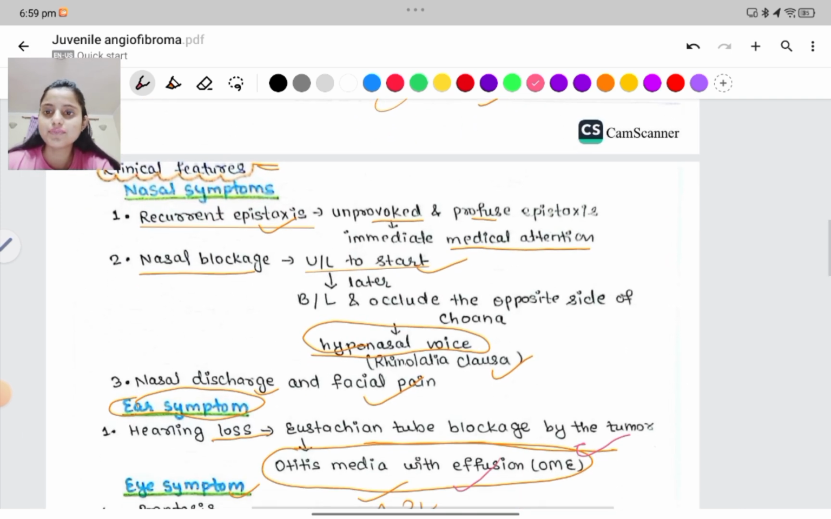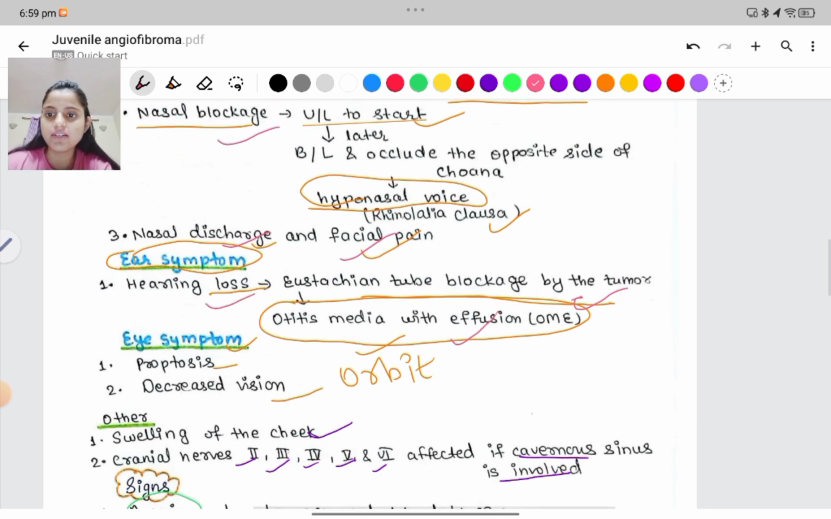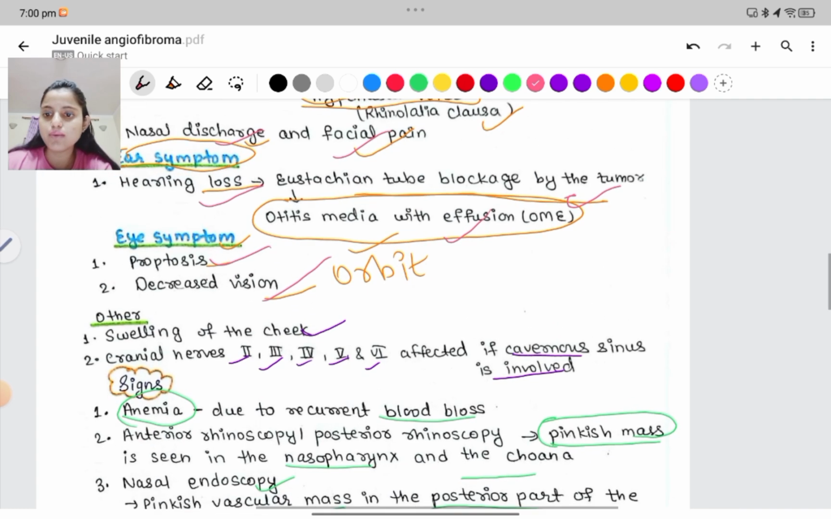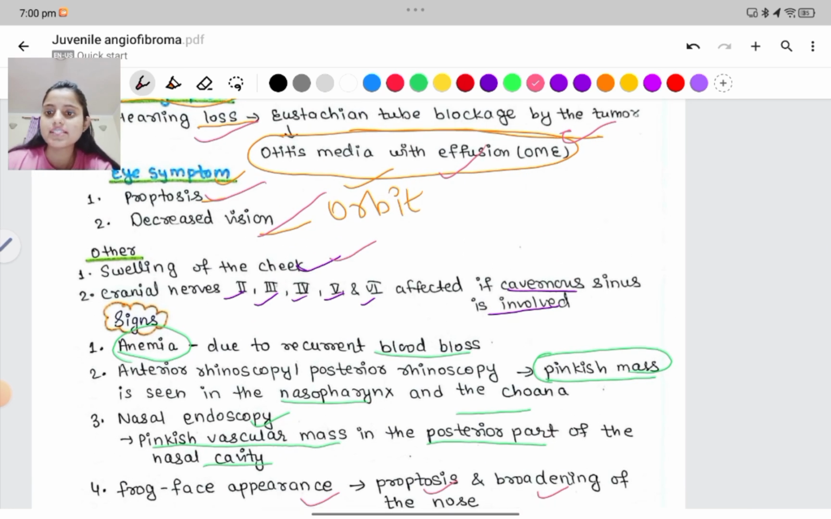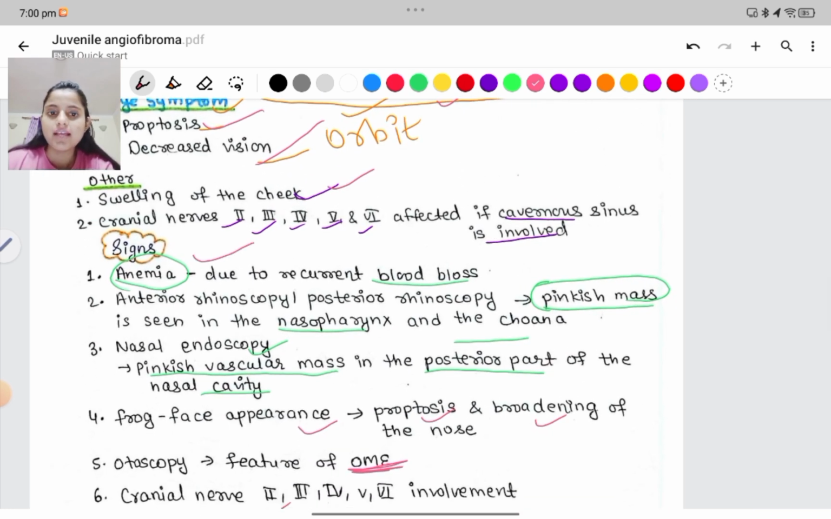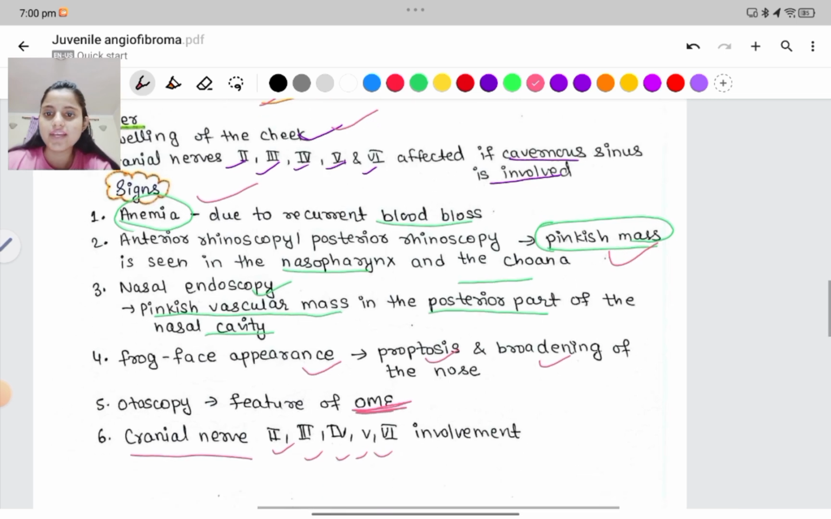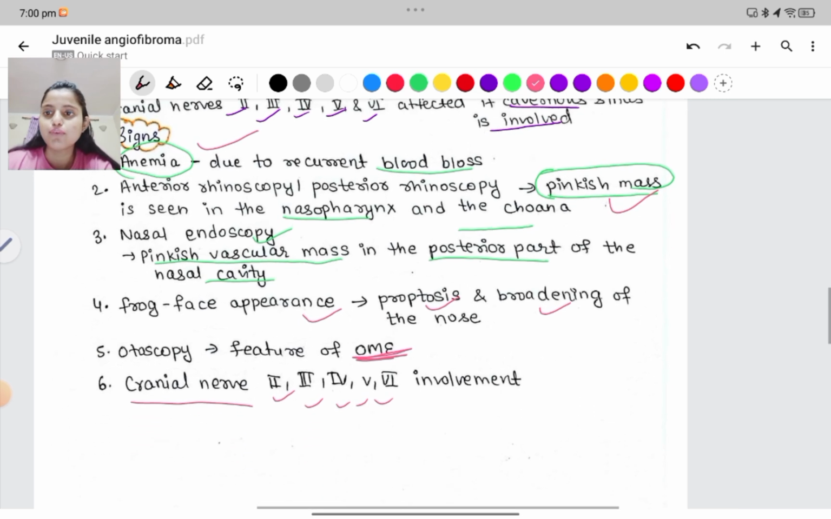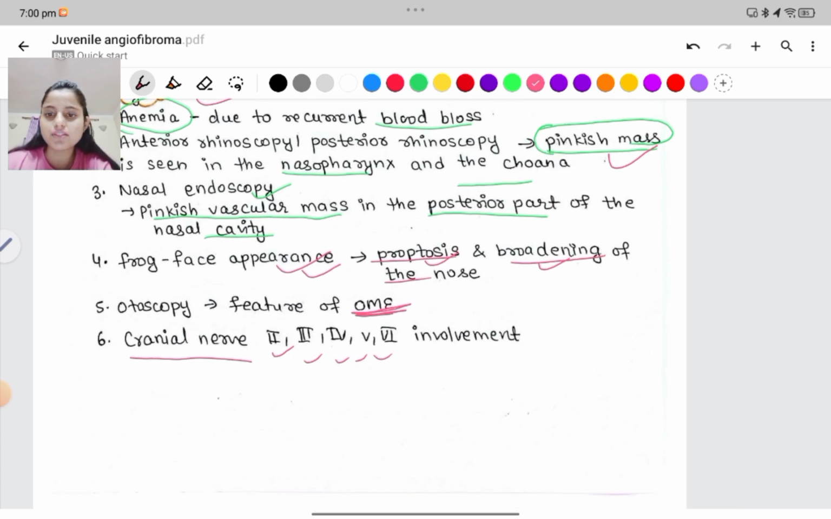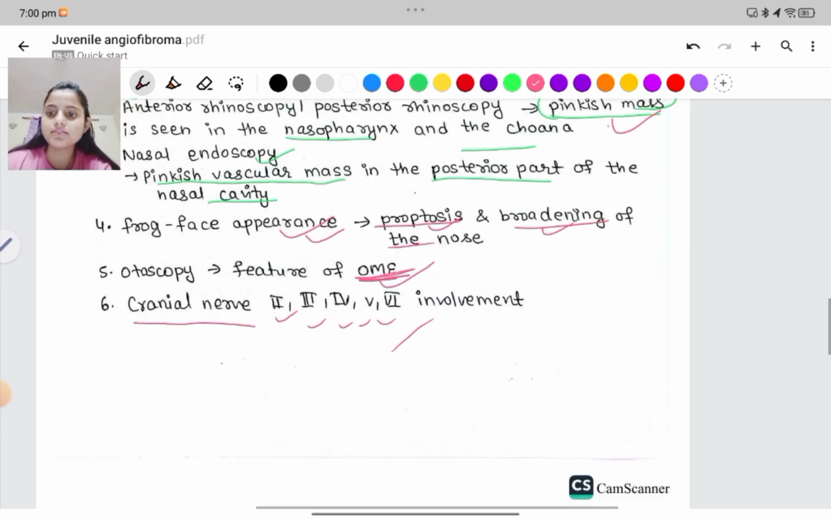On clinical features, we can see epistaxis, nasal blockage, nasal discharge, facial pain. Ear symptoms can also be seen, hearing loss. Eye symptoms, proptosis, decreased vision. Cranial nerves can get involved, swelling of the cheek. On signs, we can see anemia, and a pinkish mass can be seen in the nasopharynx and the choana. Frog face appearance, proptosis and broadening of the nose. Otoscopy, features of OME, cranial nerve involvement.